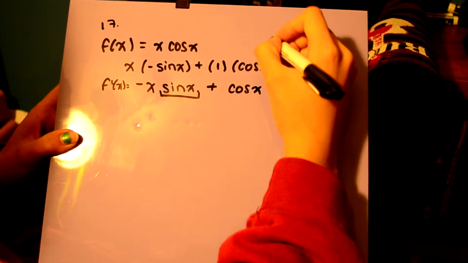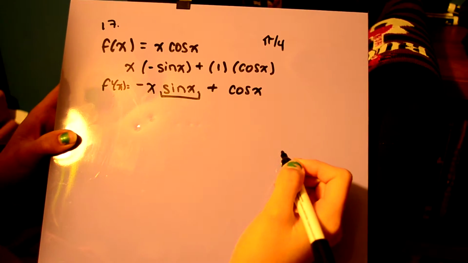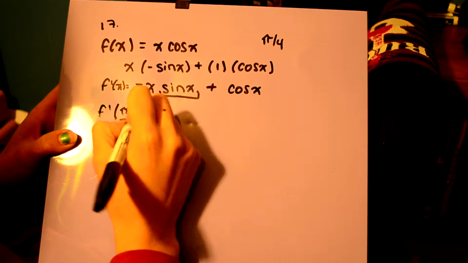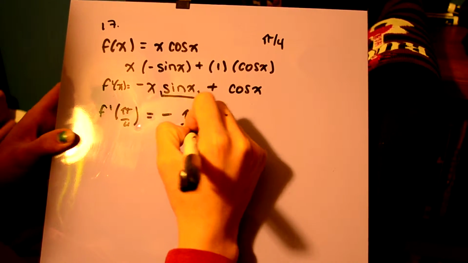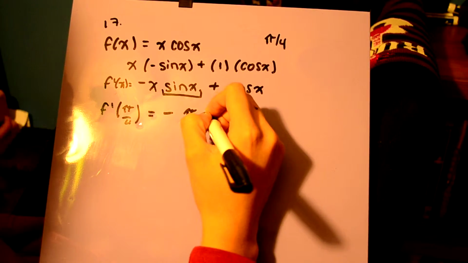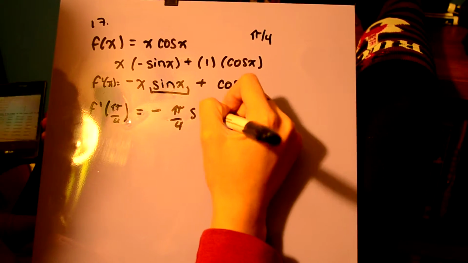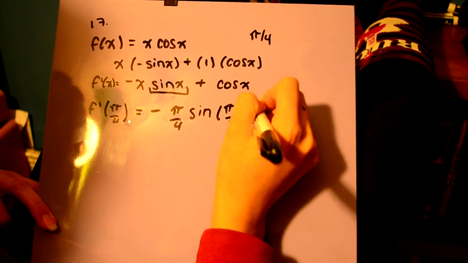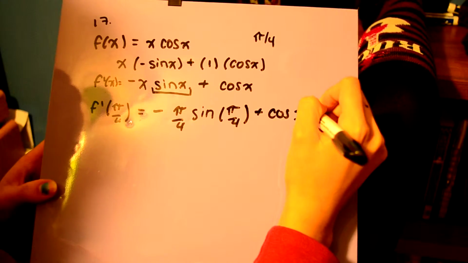And now they want you to plug in pi over 4. So, wherever you see an x now, you're going to plug in pi over 4. So you see x multiplied by sine of x, multiplied by sine of pi over 4. And you're going to add cosine of pi over 4.